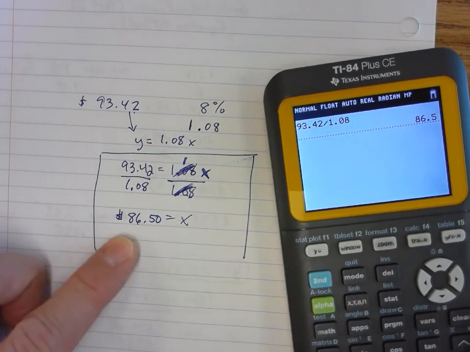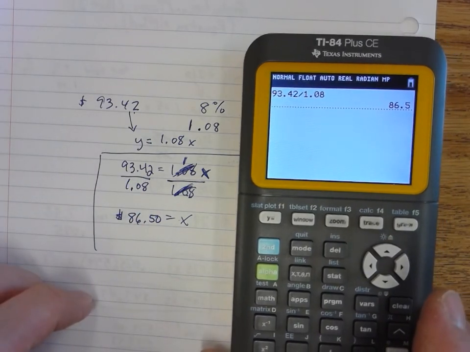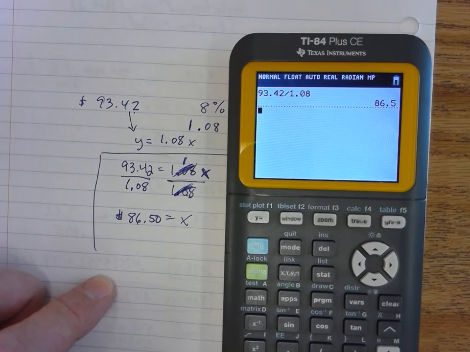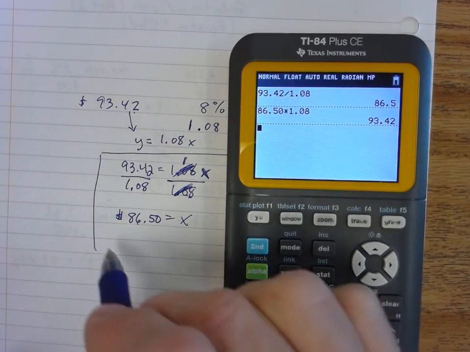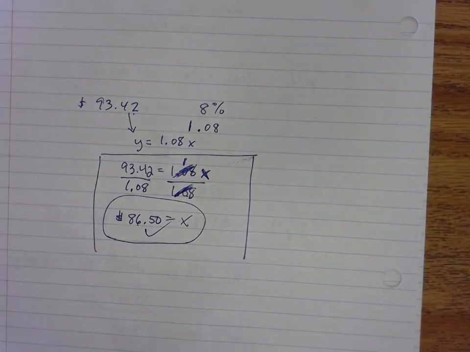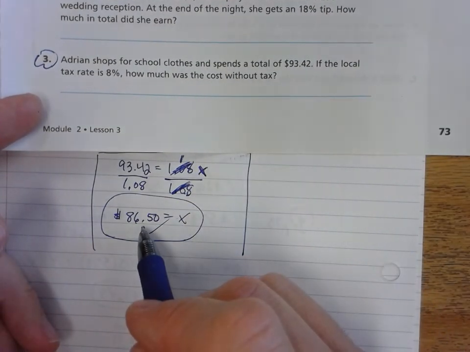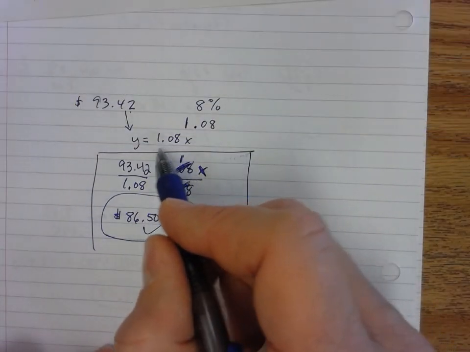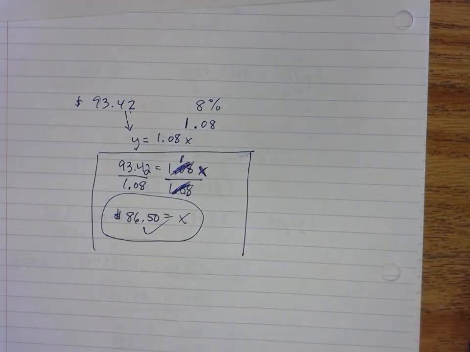If you want to make sure it's right, you can just multiply that by 1.08 and it should give you back 93.42. So let's check it out just to make sure we did it right. 86.50 times 1.08, and that does put us back to 93.42. So we're good. We know that is the amount of the clothes before tax. So the cost without tax is $86.50. Again, our equation was y equals 1.08x. We just divided by 1.08 on both sides, and we got it.